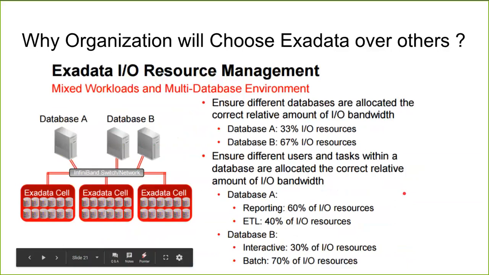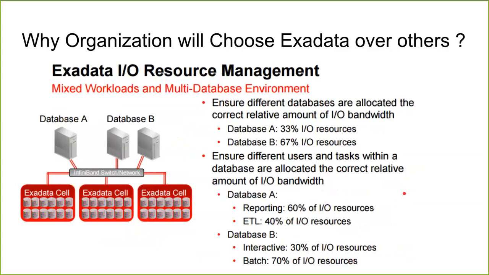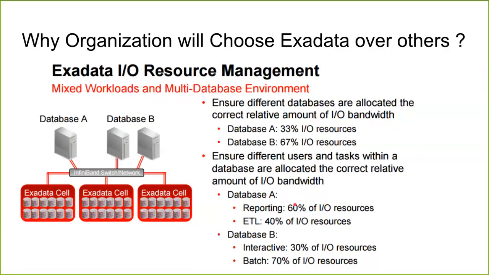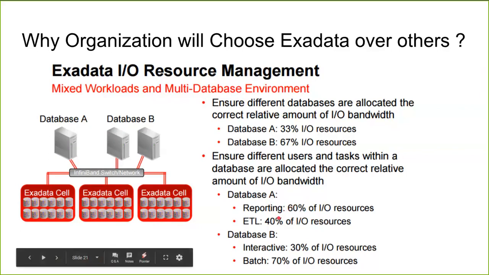Now comes resource management. How do you define resource management? Since Exadata is a consolidated environment, you will be having multiple databases running on an Exadata. So how do you make sure that some databases get high priority and some of the databases get low priority? We see here, database A takes 60% of the resource, ETL takes 40%, and database B takes 30% of IO resource and 70% of the batch processing.